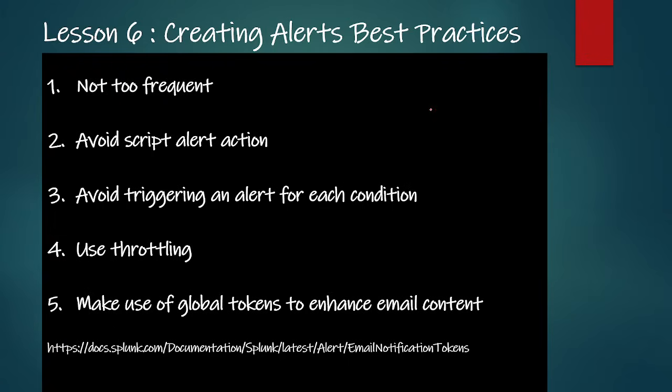So these are some of the best practices. You should not be scheduling or setting up alerts very frequently, for example, every 5 minutes, to eliminate noise. You should avoid a script alert action in one of the trigger actions. You should avoid triggering an alert for each condition, or for each result. I would say you can use throttling, which is recommended, and you can also make use of the global tokens to enhance the email content.